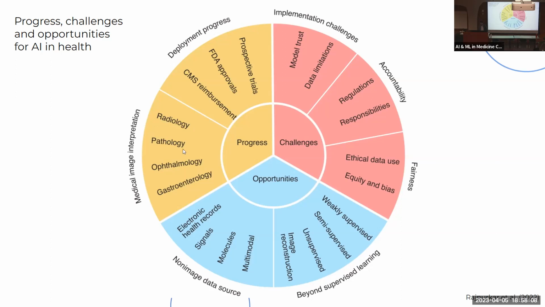So obviously radiology and pathology are up there. In the deployment progress, they talk about prospective trials, FDA approvals, for example, and then CMS reimbursements. And in their challenges, they talk about some of the up and coming challenges, or I guess current challenges for implementing AI. So there is model trust. So you need to get your clinicians and your patients to trust the model you're using.